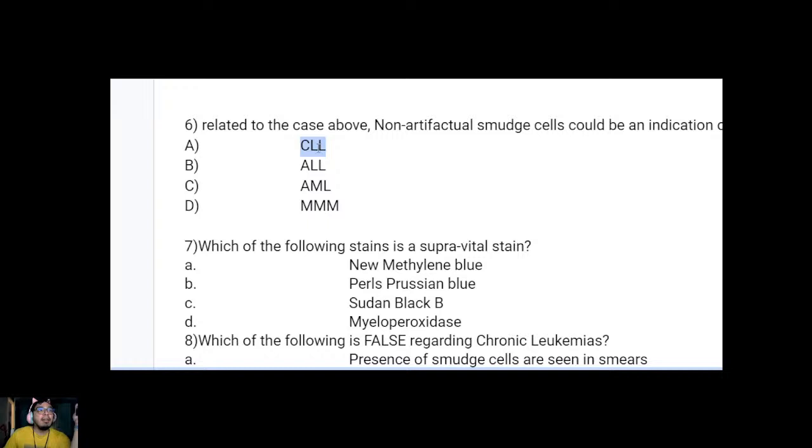Okay, CLL. Ano ba yung mga yan, friend? CLL is chronic lymphocytic leukemia, acute lymphocytic leukemia, acute myeloid leukemia, and ano yung MMM na yan? Ano yan, class? That is myelofibrosis with myeloid metaplasia.